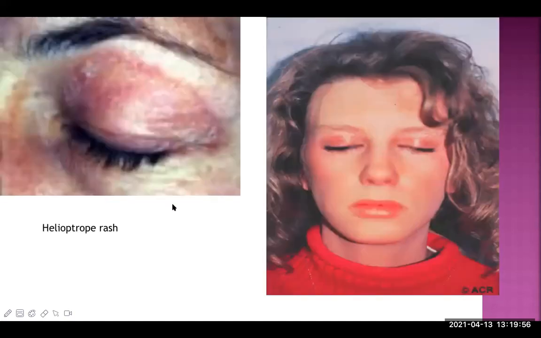Now look at here. This is known as heliotrope rash. Don't forget it, because it can be a very, very pathognomonic finding of dermatomyositis. If it is present, you can think about that condition and then confirm it later on with the help of lab investigation. These are catchy physical examination findings. Heliotrope rash, dermatomyositis. See here on both sides. Heliotrope rash, this lady may be having dermatomyositis.